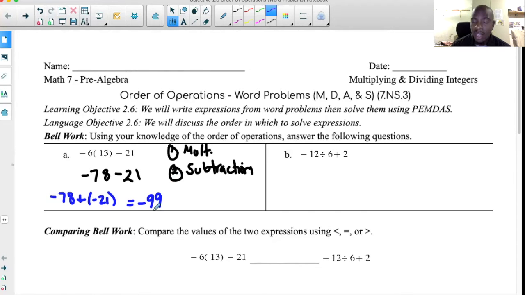If you got -99, you did a great job. I just want to make sure we're all on the same page. Do not do subtraction first here. The biggest confusion that most people have is not noticing that this means multiplication.